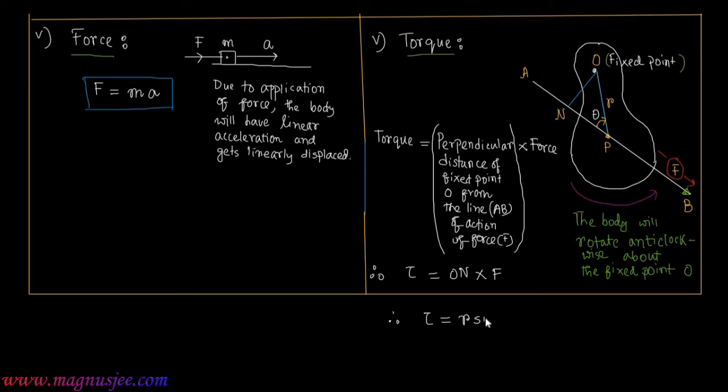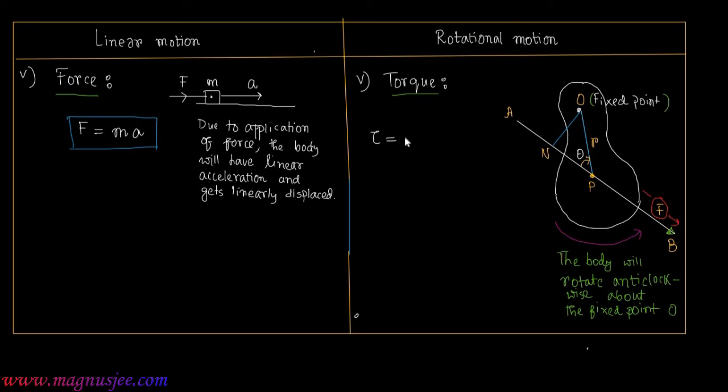Therefore, tau is equal to R sin theta into F. Since, from the right angle triangle ONP, sin theta is perpendicular ON divided by hypotenuse OP, therefore tau is equal to R F sin theta. That is the expression of torque. Therefore, torque tau is equal to R sin theta into F.